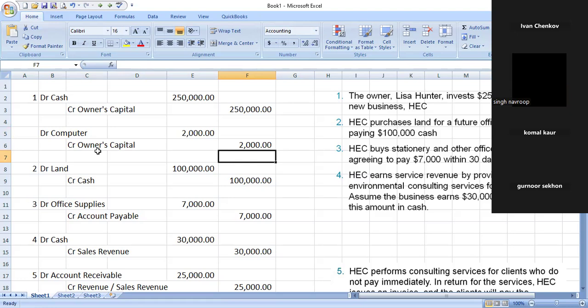Tell me why I cannot create cash. That's partially correct, partially incorrect. So who's going to tell me why here I'm going to have owner's capital, not any other accounts? That's exactly what it is.